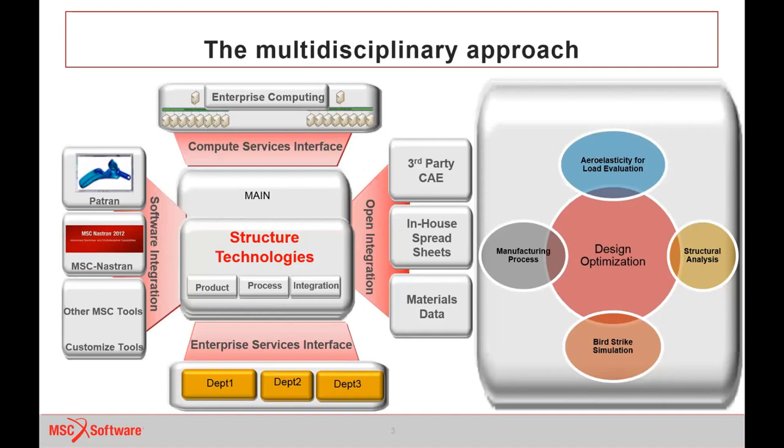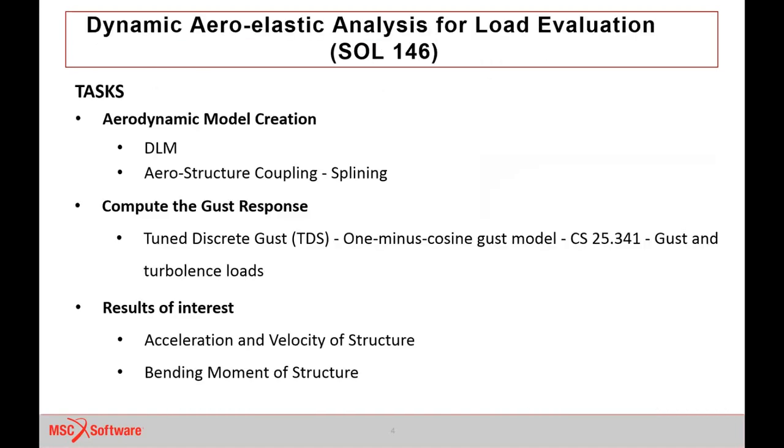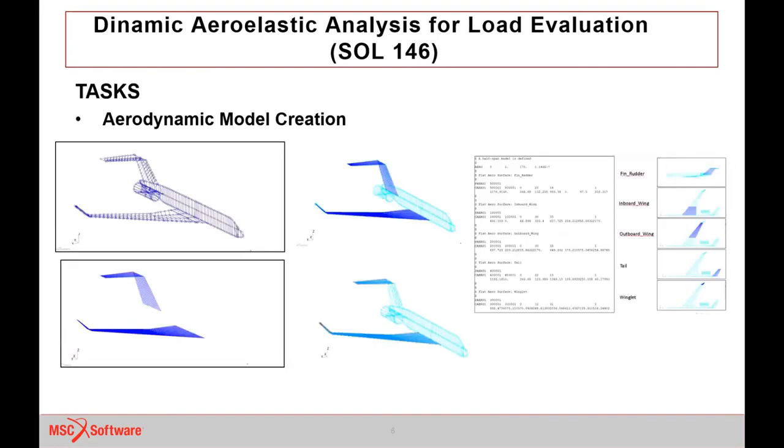Many tools, many departments have to work together. You need an interface able to integrate the different tools with the different disciplines and the different people who have to work all together. And for example, we had to run a typical aeroelastic analysis for load evaluation. To run this analysis, we need to have an aerodynamic model. So the aerodynamic department has to provide you all the data able to be distributed on the structural part of the aircraft in order to extract the aeroelastic effect.